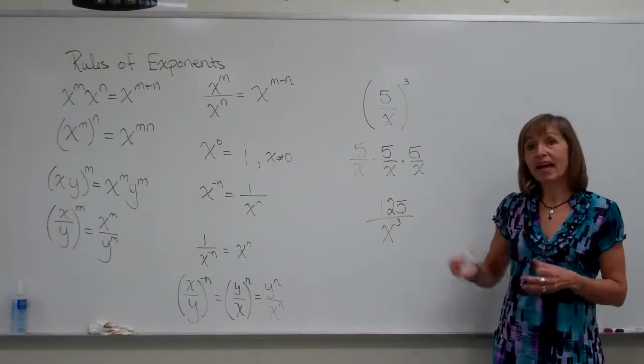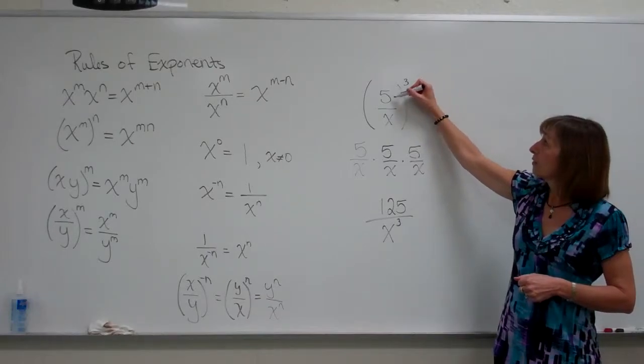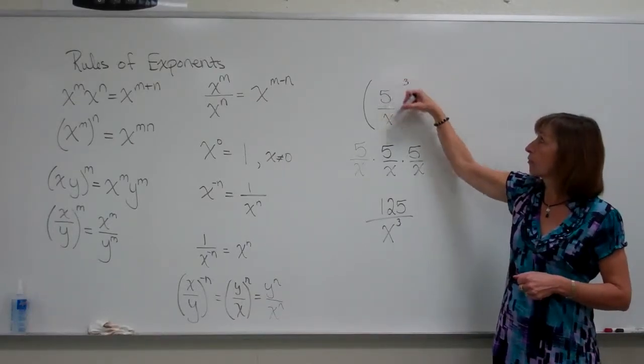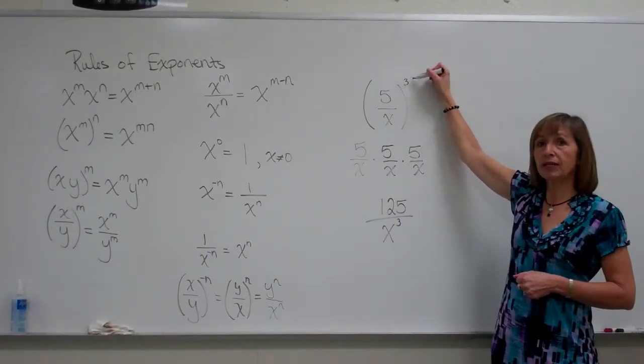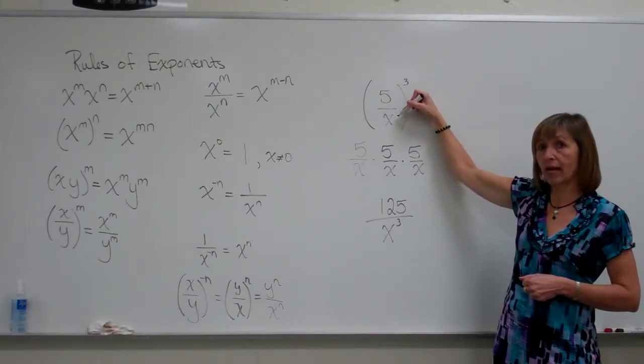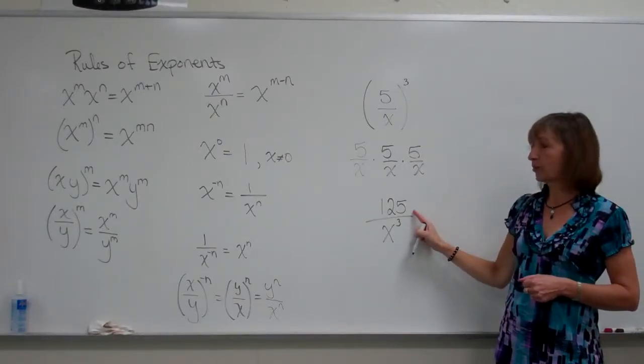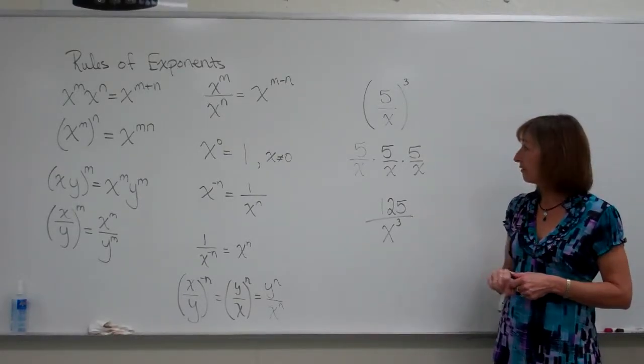And notice we could have gotten there with our rule by saying, well, if I have a quotient raised overall to a power, the numerator gets the power, so I'd have 5 to the third, over the denominator gets the power, x to the third. And then we just simplified our 5 to the third to be the 125.